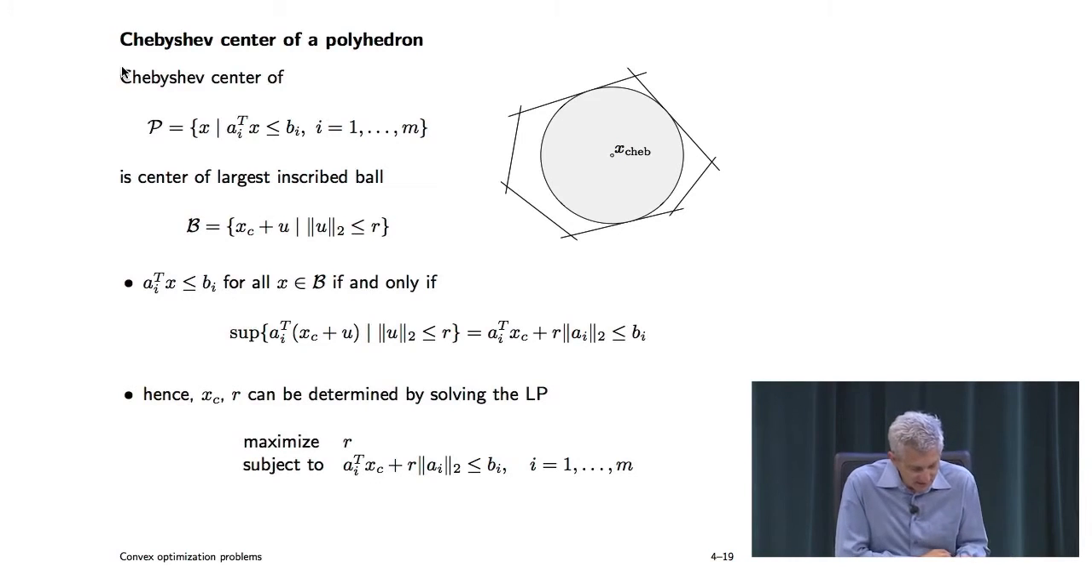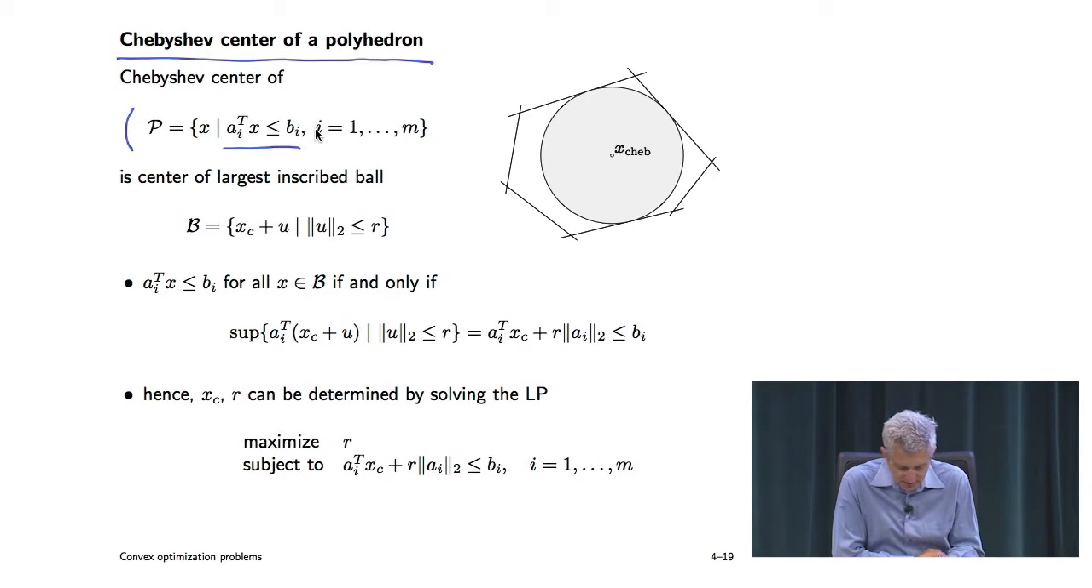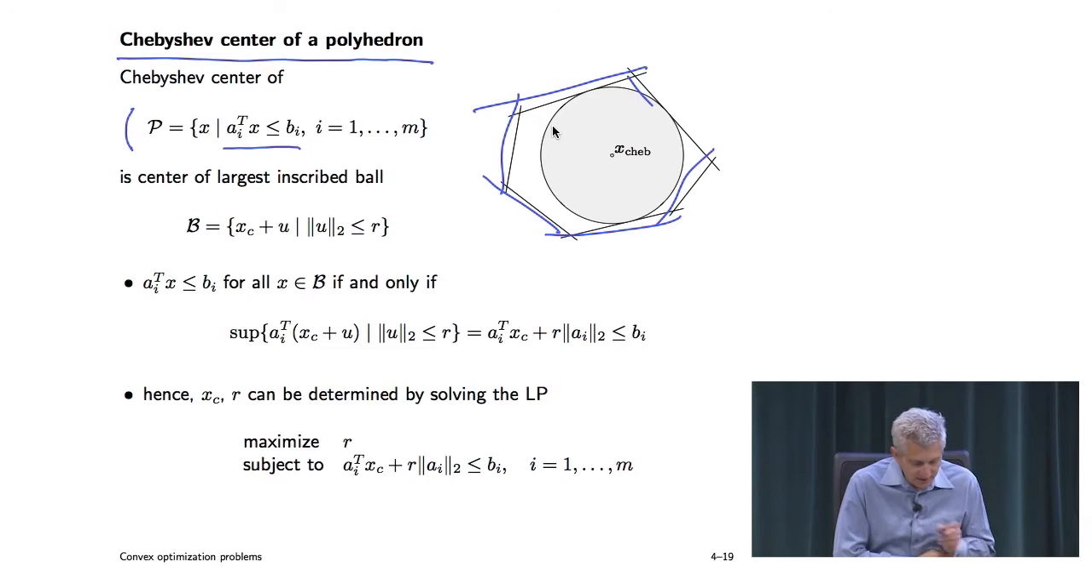a linear program, is the problem of the Chebyshev center of a polyhedron. So what is it? Well, I have a polyhedron, so that's defined by a set of linear inequalities. So here are the linear inequalities, and here's my polyhedron. And the Chebyshev center of this is defined to be the center of the largest ball that fits inside. Okay, so that's this point here, right? In this case, that's the Chebyshev center. So you really want to choose the center and maximize R, subject to the constraint that the ball fits inside.